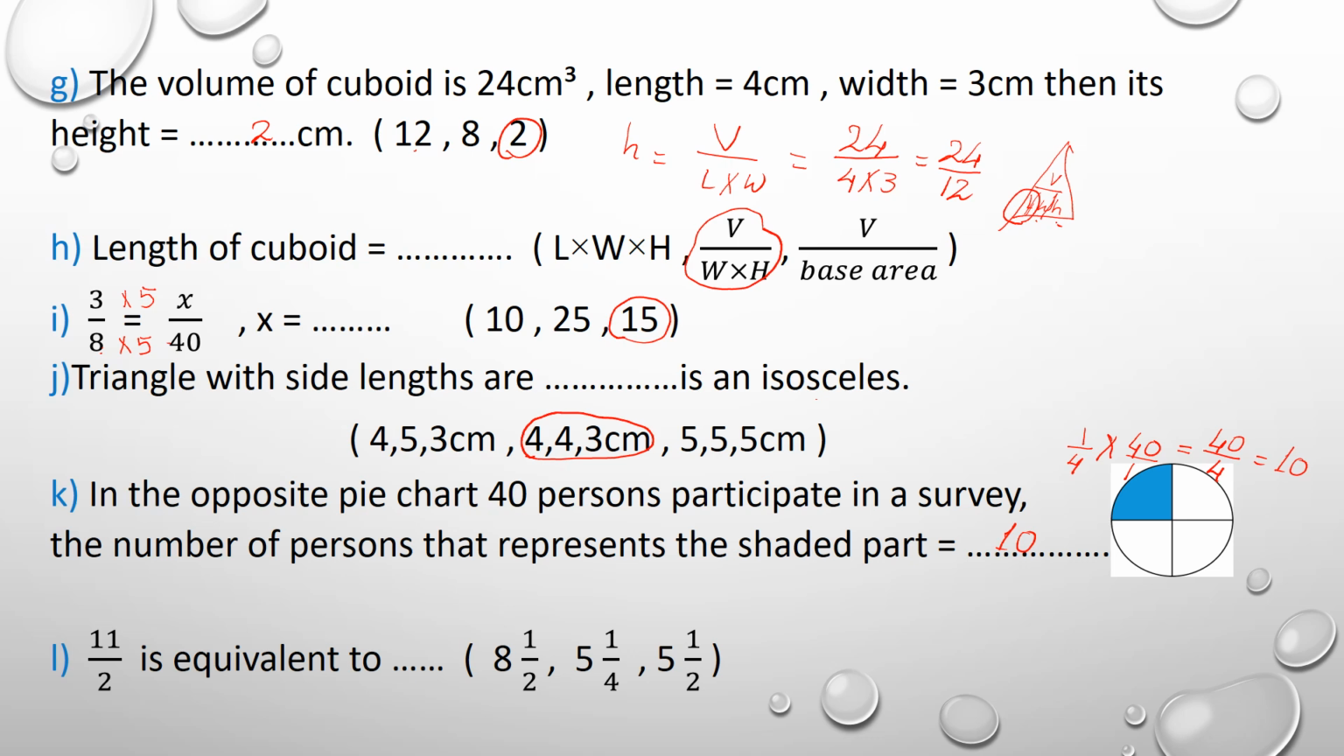Number L. 11 over 2 is equivalent to dots. 11 over 2 is improper fraction, and all of the choices are mixed numbers. So I'm going to convert from improper to mixed number. First, I'm going to put the same denominator, 2, and 11 divided by 2 can't be. Make it smaller, 10. 10 divided by 2 equal 5. So the whole number is 5 and the remainder 1. This choice.